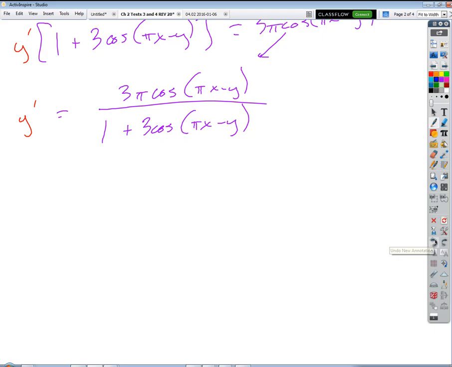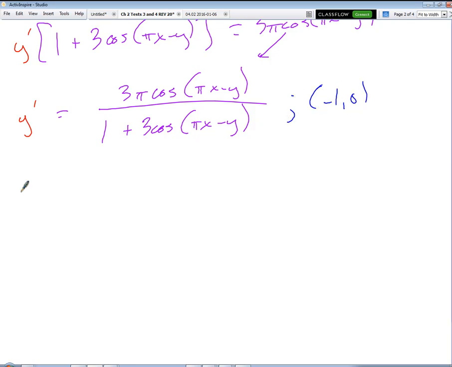Okay, so now let's evaluate this. If I evaluate the derivative at (-1, 0), what do we get? The slope of the tangent is equal to, now what's going to become of the argument of the trig functions? When I evaluate this at x equals -1 and y equals 0, don't I just get negative pi? Everybody agree? So this whole thing is just replaced with a negative pi. And the cosine of negative pi is -1, right? So this whole thing equals -1.